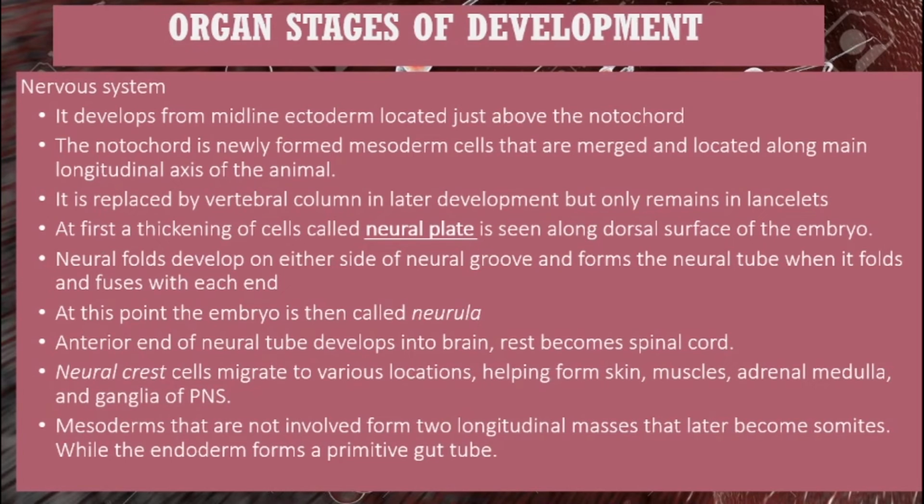So at first, a thickening of cells called neural plate is seen along the dorsal surface of the embryo. And then the neural folds will develop on either side of neural groove and form the neural tube when it folds and fuses with each end. And at that point, the embryo is then called neurula.